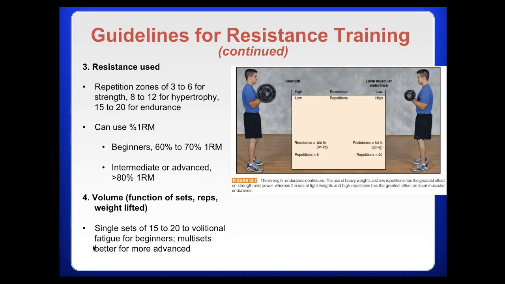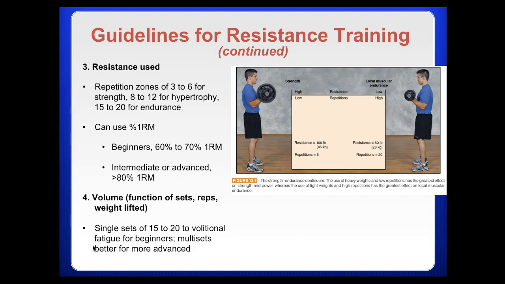Our next factor would be our resistance used. So depending on what the goal is of your client, whether it's strength, hypertrophy, or endurance, that will determine the repetition zone that you're going for. So if somebody wants to have the goal of building muscular strength, they are going to do 3 to 6 reps. If they want hypertrophy, they will do 8 to 12 reps. And if they want endurance, they want to do 15 to 20 reps.